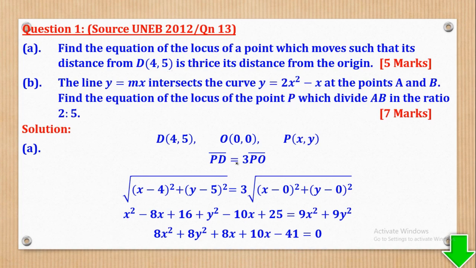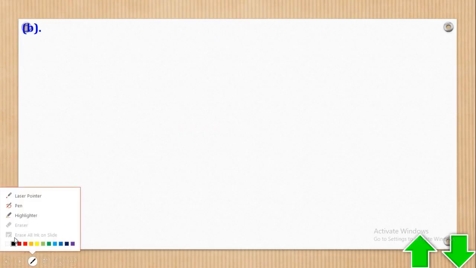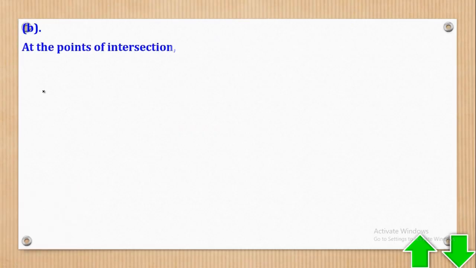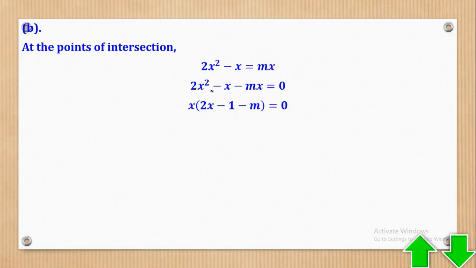So here we have to first look for the coordinates of these 2 points A and B. Then we can talk about this condition of the ratio. That's why I told you that you need knowledge on ratio theorem. So at the points of intersection, this is the equation of the curve, and we'll equate it to the equation of the line. When I rearrange, I'll come up with that. Now here x is common, pull it out, and you remain with this in the brackets.